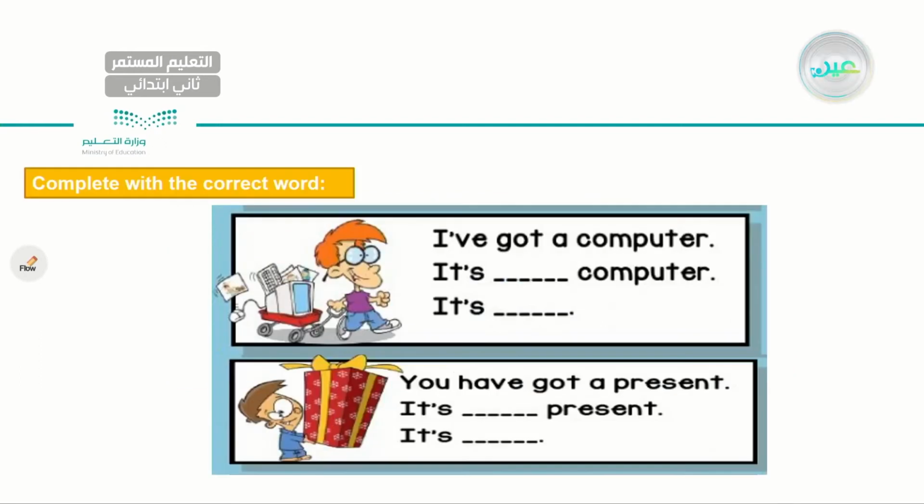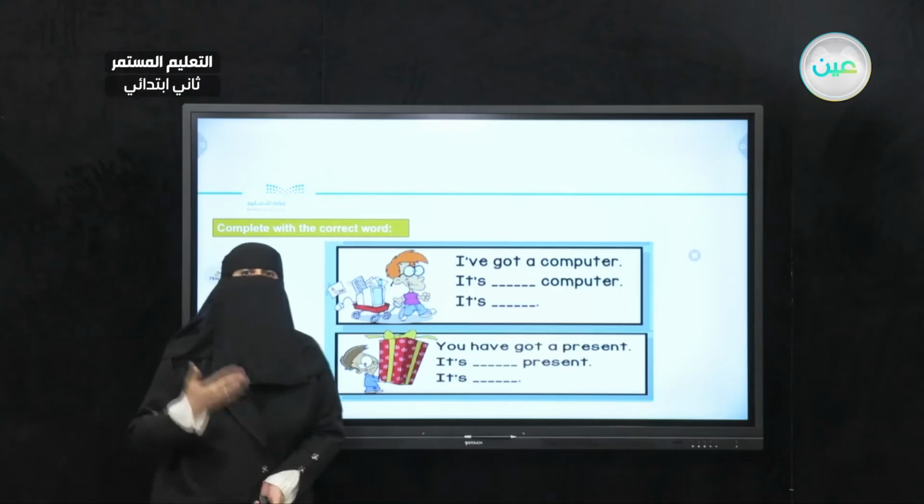So let's do two more examples. Complete with the correct word. I've got a computer. I. So, what do you think we should use now? It is. So, I've got a computer. Can I say it is your computer? No, it would be wrong.